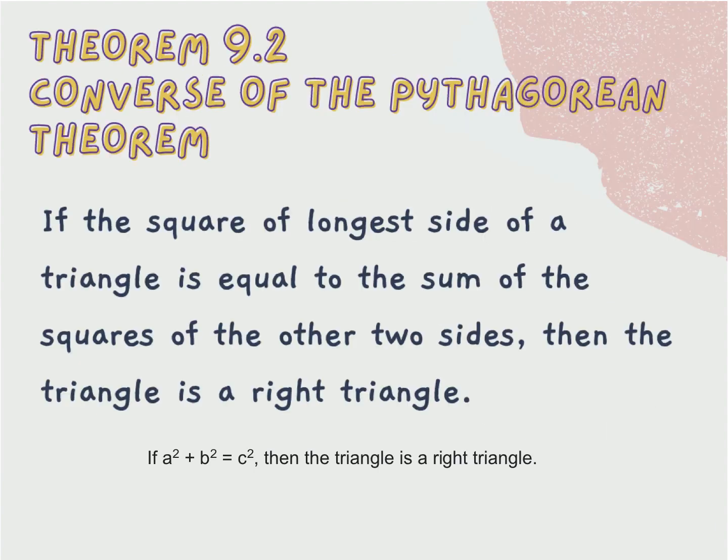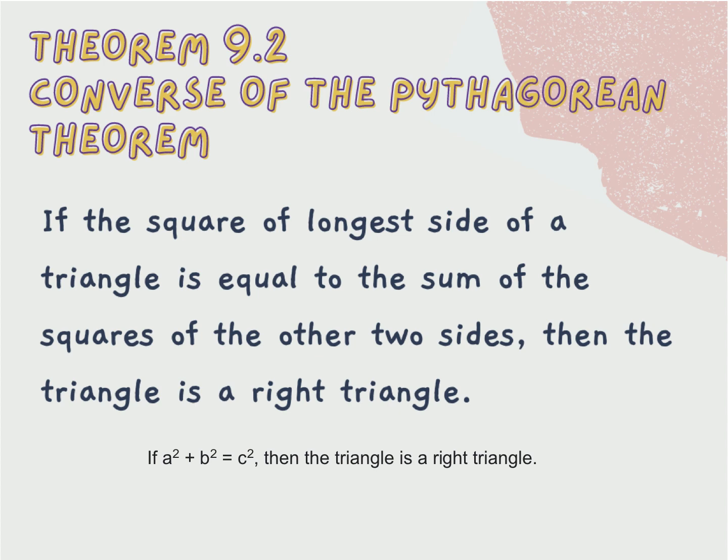Now we're going to do the converse of the Pythagorean theorem. So remember, this is just when we flip the if and then. So if the square of the longest side of a triangle is equal to the sum of the squares of the other two sides, then the triangle is a right triangle.